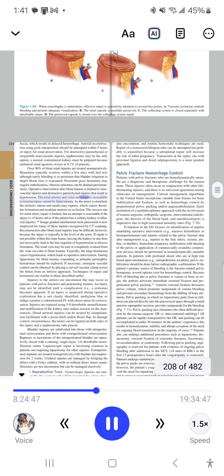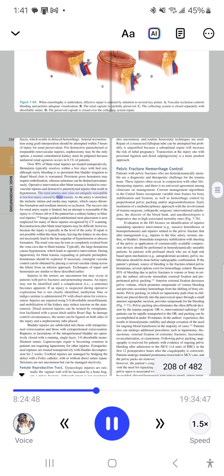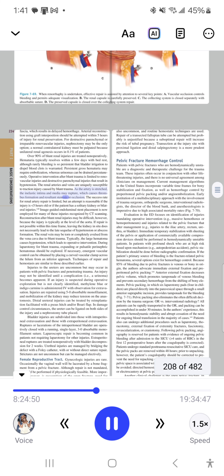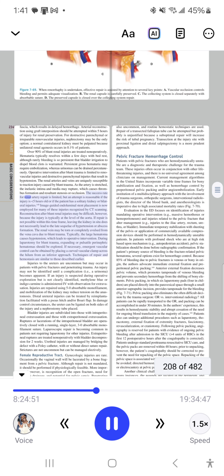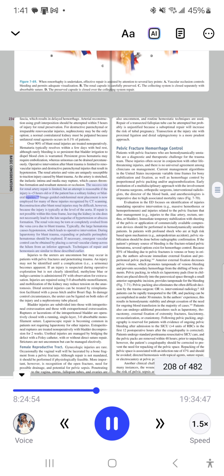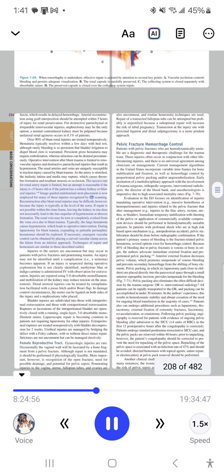The renal arteries and veins are uniquely susceptible to traction injury caused by blunt trauma. As the artery is stretched, the inelastic intima and media may rupture, which causes thrombus formation and resulting stenosis or occlusion. The success rate for renal artery repair is limited, but an attempt is reasonable if the injury is less than 5 hours old or if the patient has a solitary kidney or bilateral injuries. Image-guided endoluminal stent placement is now employed for many of these injuries recognized by CT scanning.